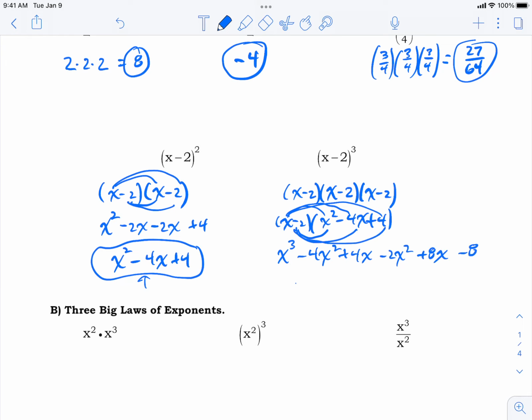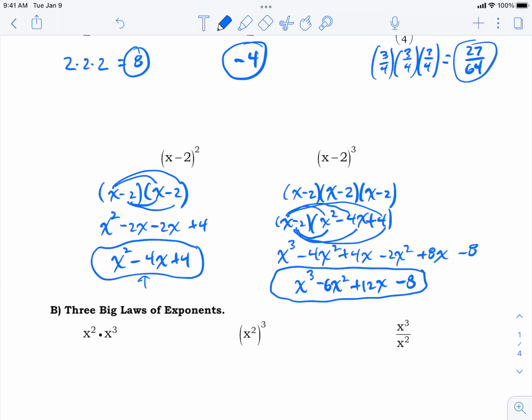So if you combine like terms together, you've got an x cubed. You've got a minus 4 and a minus 2. That makes a minus 6x squared. You've got a plus 4 and a plus 8. That makes a plus 12x. And then a lone minus 8 at the end. There's what you get. So the x minus 2 quantity cubed is how I would read that.